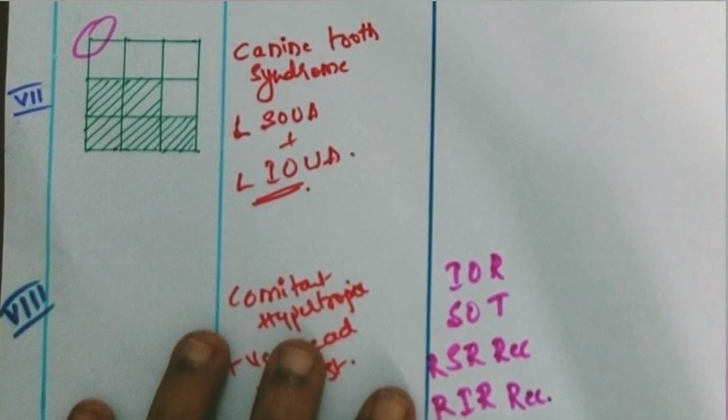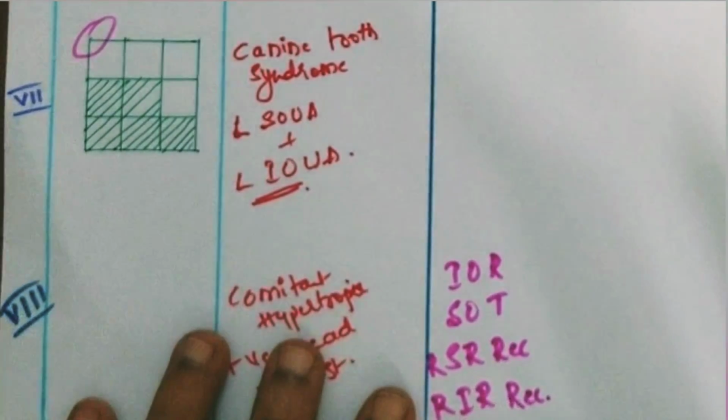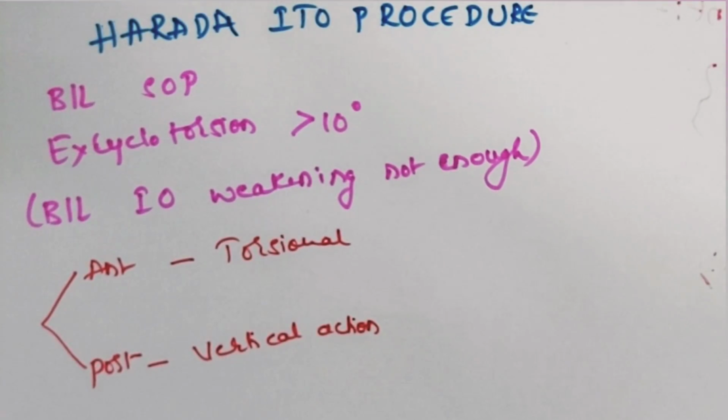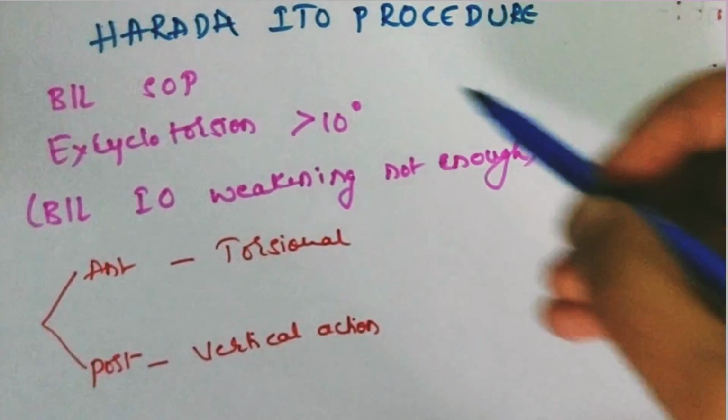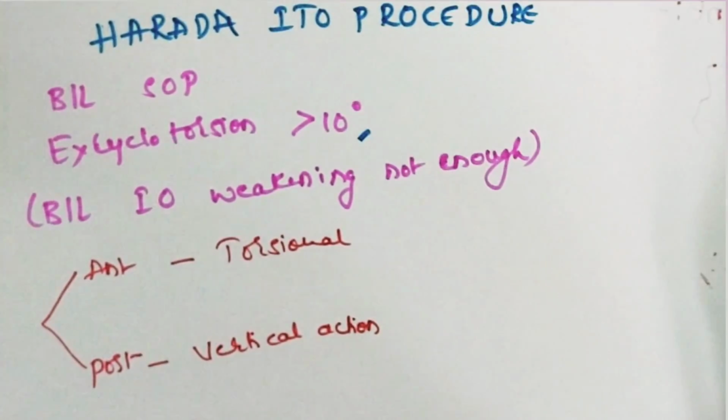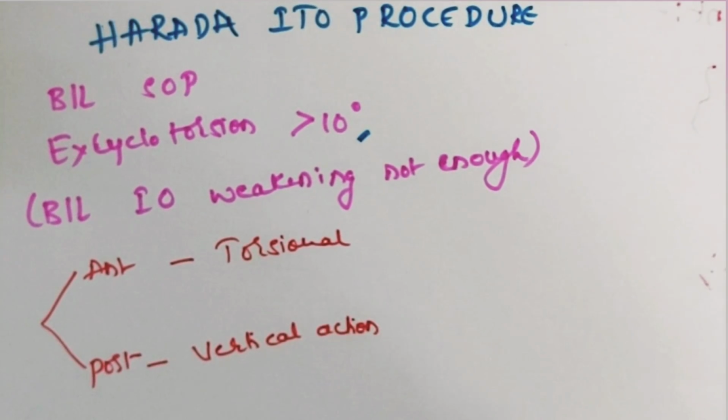So these are the various procedures for superior oblique palsy. Then moving on to one more important surgery in superior oblique palsy, that is the Harada-Ito procedure. The Harada-Ito procedure is done in bilateral superior oblique palsy where there is cyclotorsion of more than 10 degrees. Here, just bilateral weakening of the inferior oblique muscle is not enough to tackle the cyclotorsion component. So we will be splitting the superior oblique muscle and then doing the procedure.